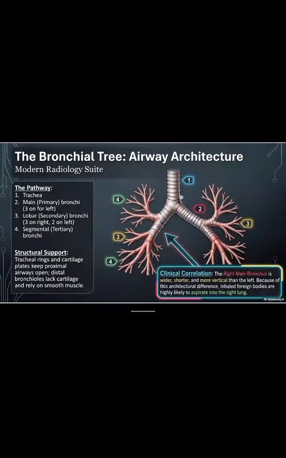Here is a question I want to ask you. Why do the right lungs aspirate more than the left lung? Let's talk about the bronchial tree, which is the airway architecture. The bronchial tree explains how these airway structures subdivide or branch into the lungs. So what are these airway structures?